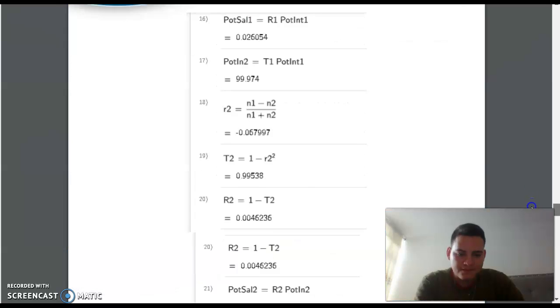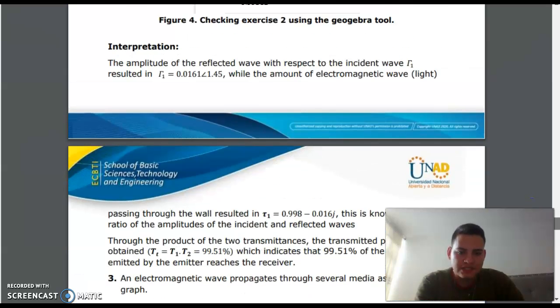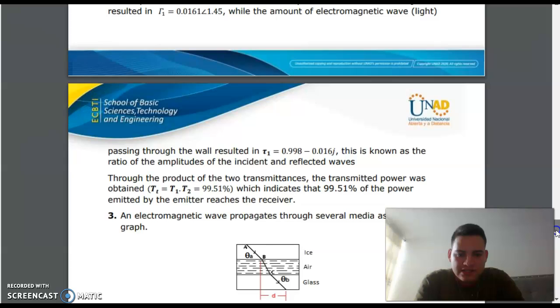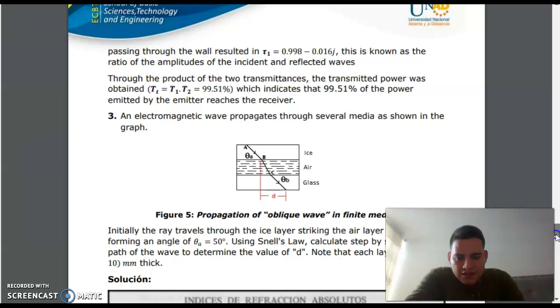Interpretation. The amplitude of the reflected wave with respect to the incident wave results in a large amount of the electromagnetic wave passing through the wall, resulting in the ratio of the amplitude of the incident and reflected wave through to the product of the two transmittances. The total transmittance was obtained, which indicates that 99.51% of the power emitted reaches the receiver.